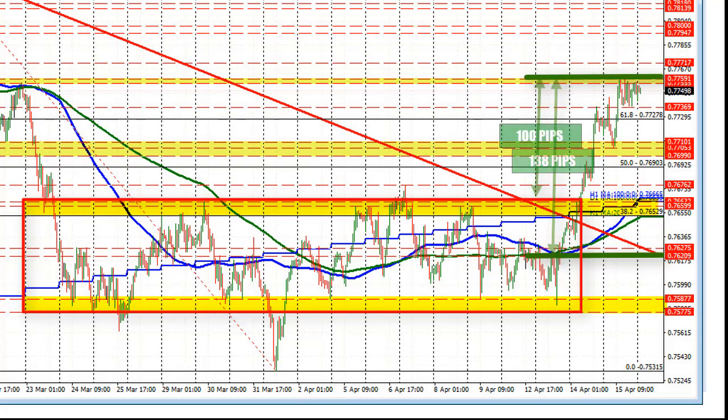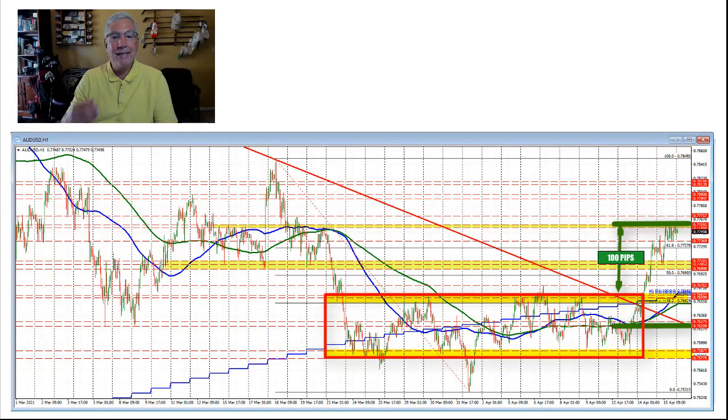From the break outside the red box, the upper part of the red box, the price moved about 100 pips to the high in about 1 day's time. The trend move was fast, it was directional, and looking at the chart, we still don't know how far the trend might go.